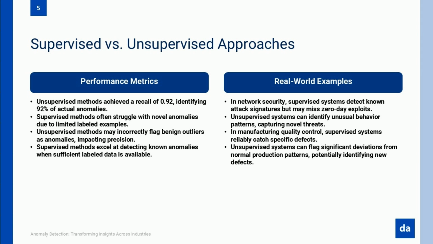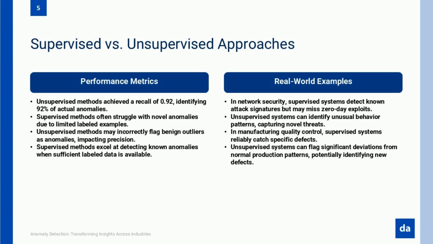Between these two approaches lies a compelling middle ground: semi-supervised methods. These techniques primarily train on examples of normal data to build a model of what normal looks like, then flag deviations as potential anomalies. This approach requires far fewer labeled examples than fully supervised methods and often delivers more precise results than purely unsupervised techniques.